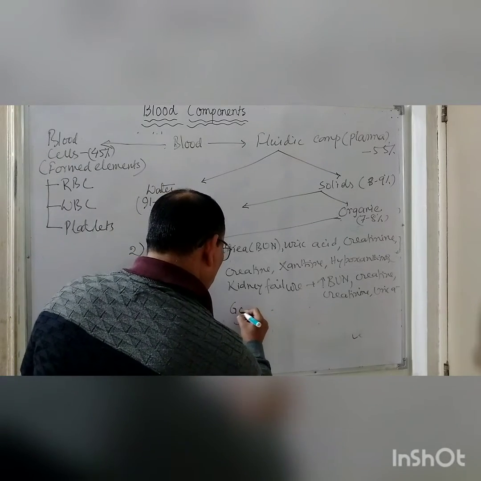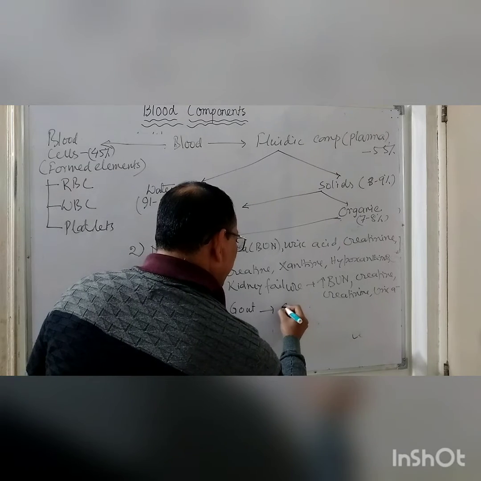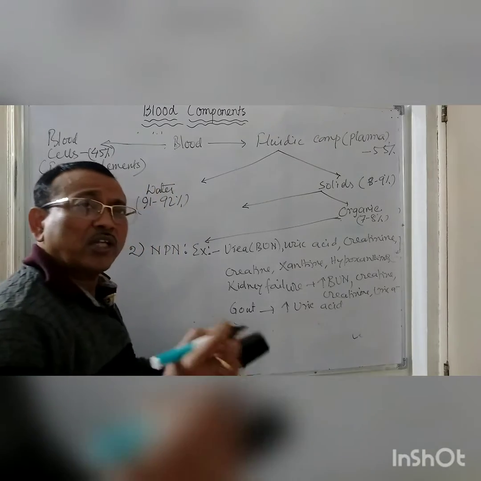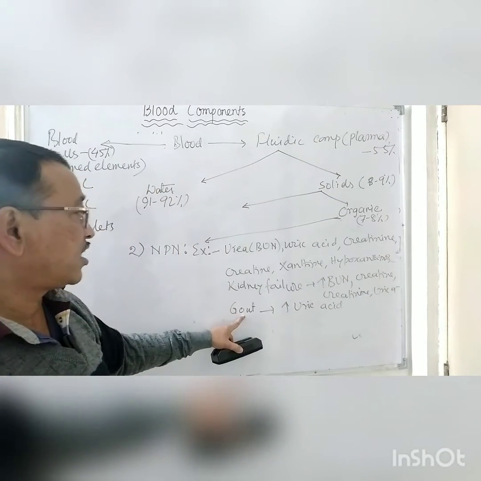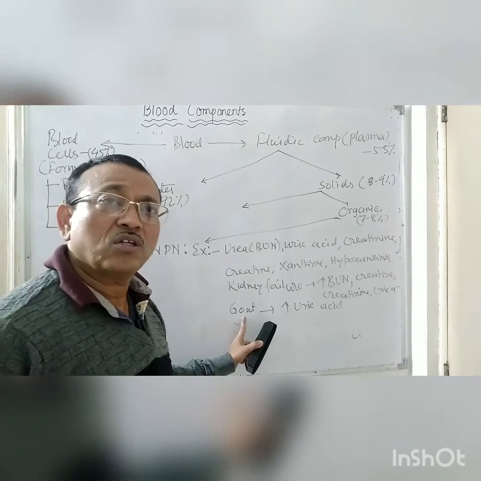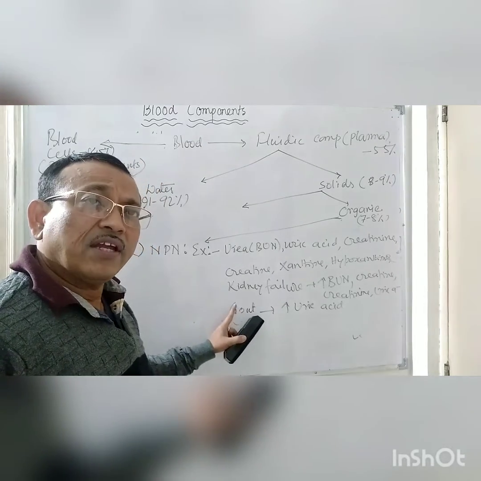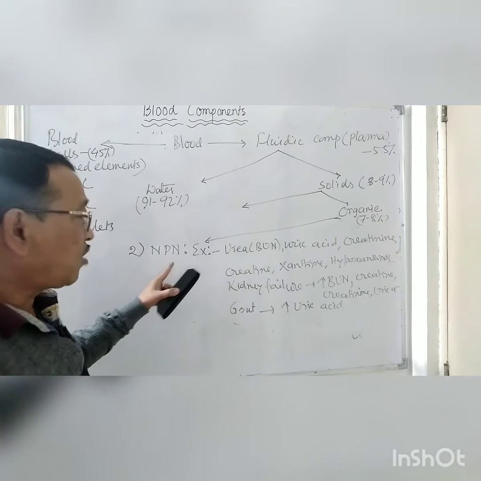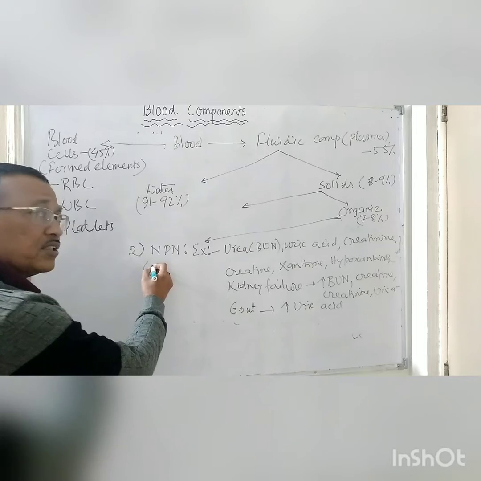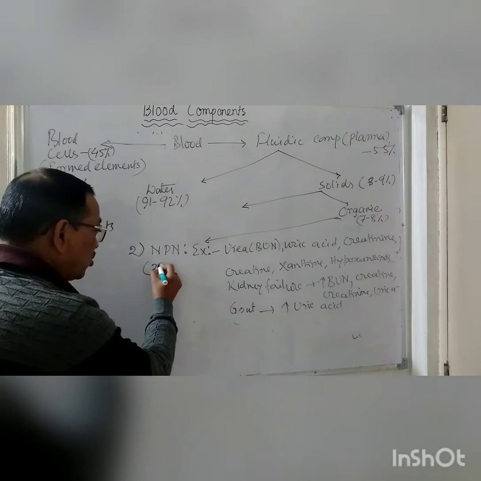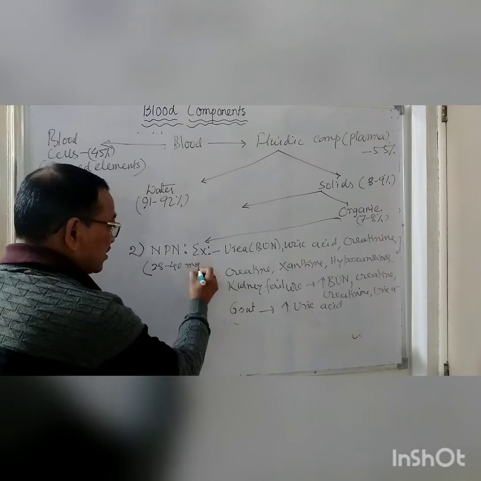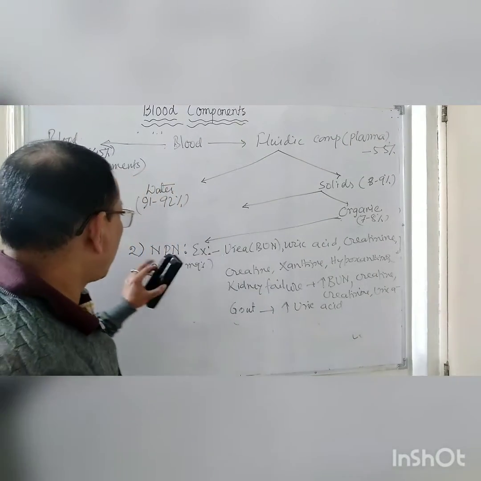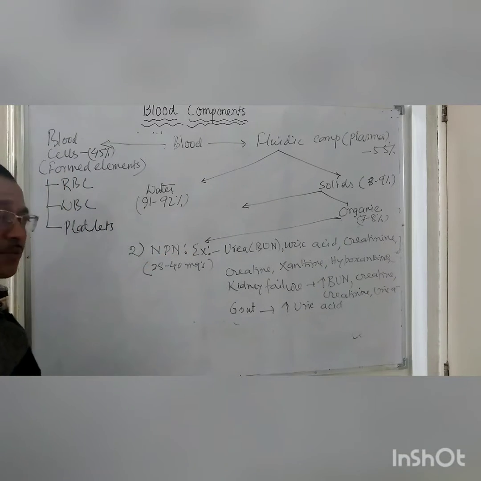Similarly, in case of gout, there is an increased concentration of uric acid. So if the uric acid concentration is more in the blood, we can know that there is a condition which is known as gout. So these are the different types of non-protein nitrogenous substances, and the normal concentration of the non-protein nitrogenous substances is around 28 to 40 milligram percent. So this is about the second category, non-protein nitrogenous substances.